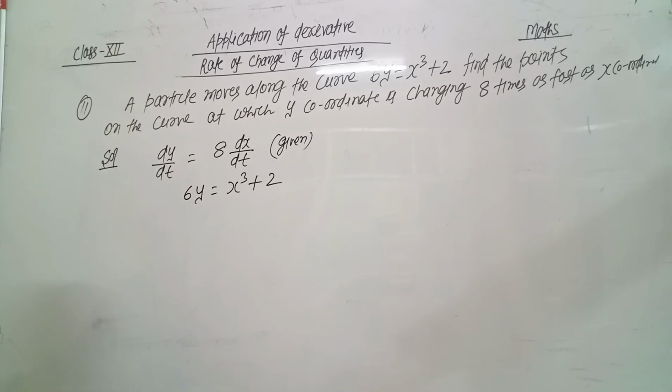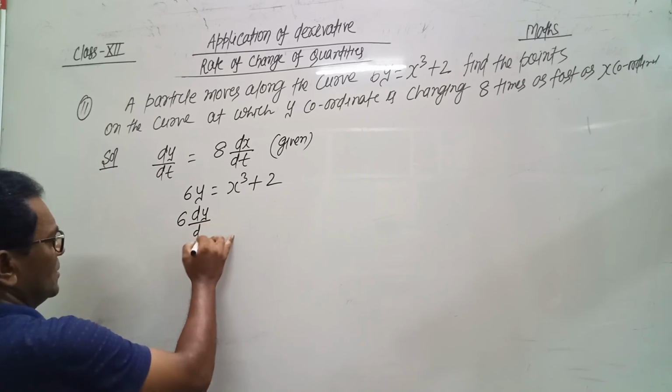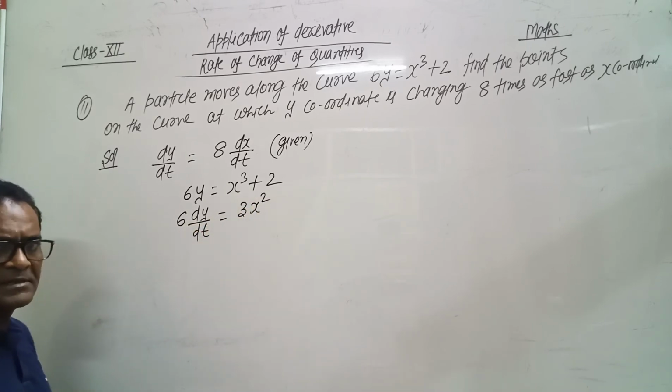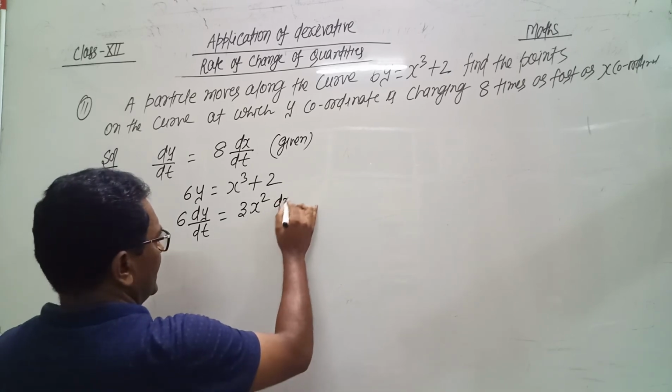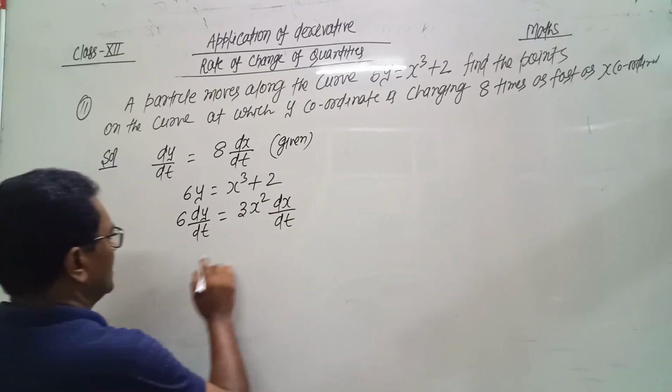Differentiate both sides with respect to t. 6 is a constant, so it stays as it is. The differentiation of y is dy by dt. The differentiation of x cube is 3x square, and the differentiation of x is dx by dt. The differentiation of 2 is 0.